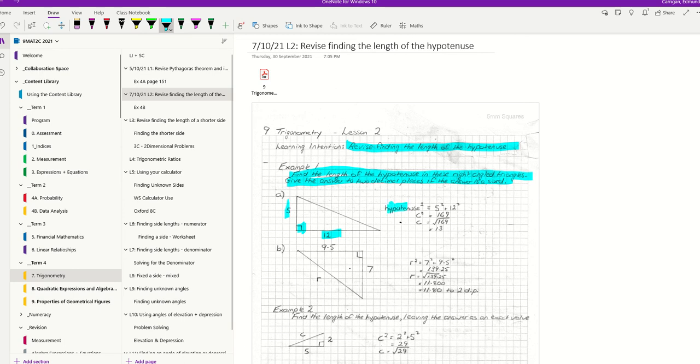So this first one, hypotenuse squared equals 5 squared plus 12 squared. So c squared, I guess I should have written c on there. c squared is equal to, put that in my calculator, 5 squared plus 12 squared, and I've got an answer of 169. Then c is the square root of 169, and I found when I put it in my calculator that it has come out as 13.